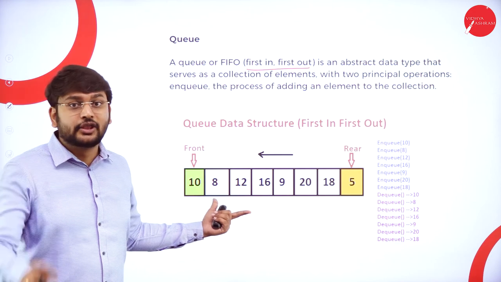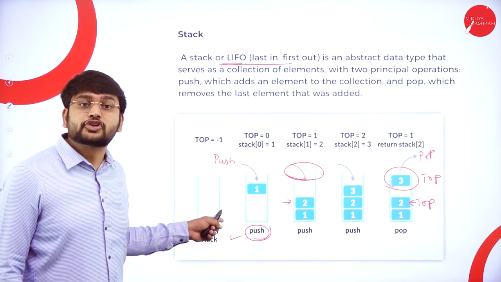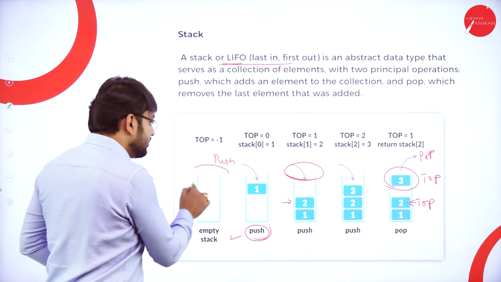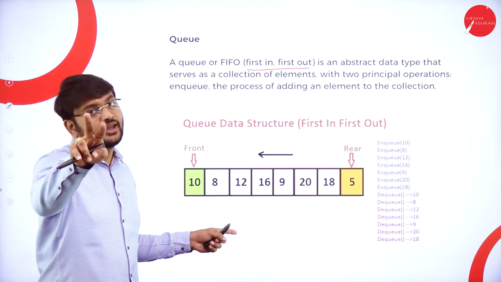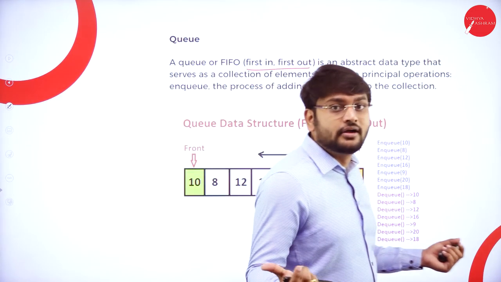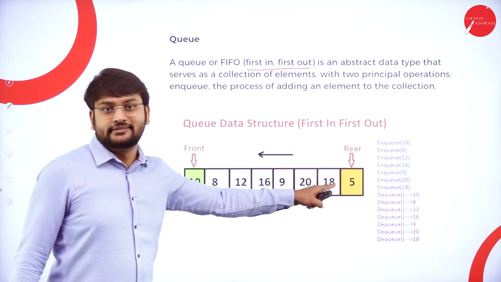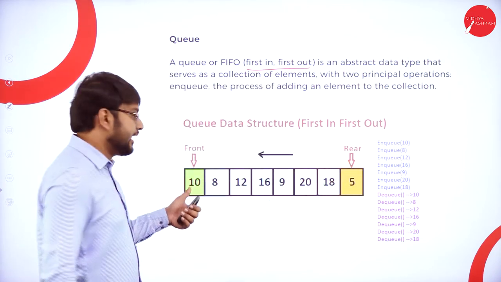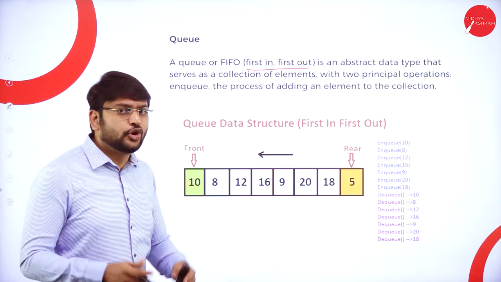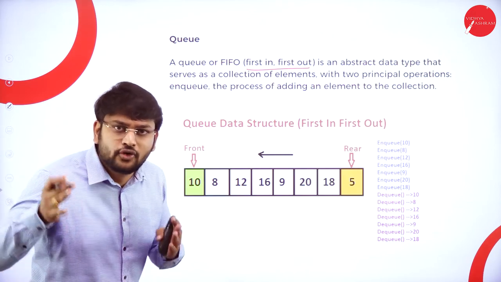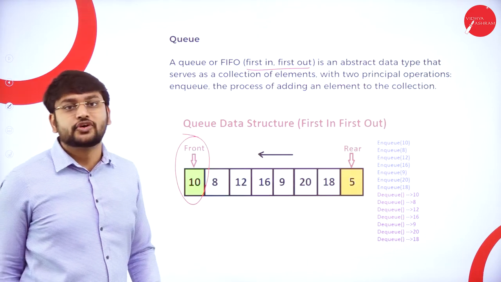My dear students, you need to remember one more important thing. Can you tell me how many ends we have for operations in the stack? We have only one end. Insertion and deletion happen at the same end. But when it comes to the queue, we have two. In this queue, insertion always happens at the rear end, and this is the front end. Think of the ticket counter queue example. Insertion will happen at the rear end and deletion will happen at the front end. That's what you need to remember.